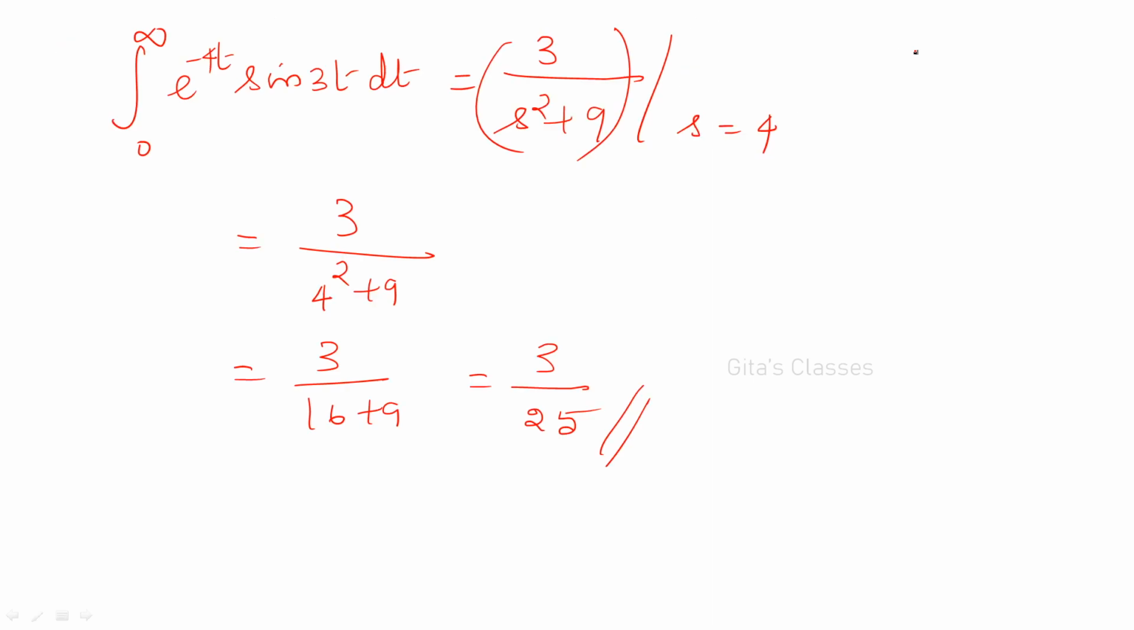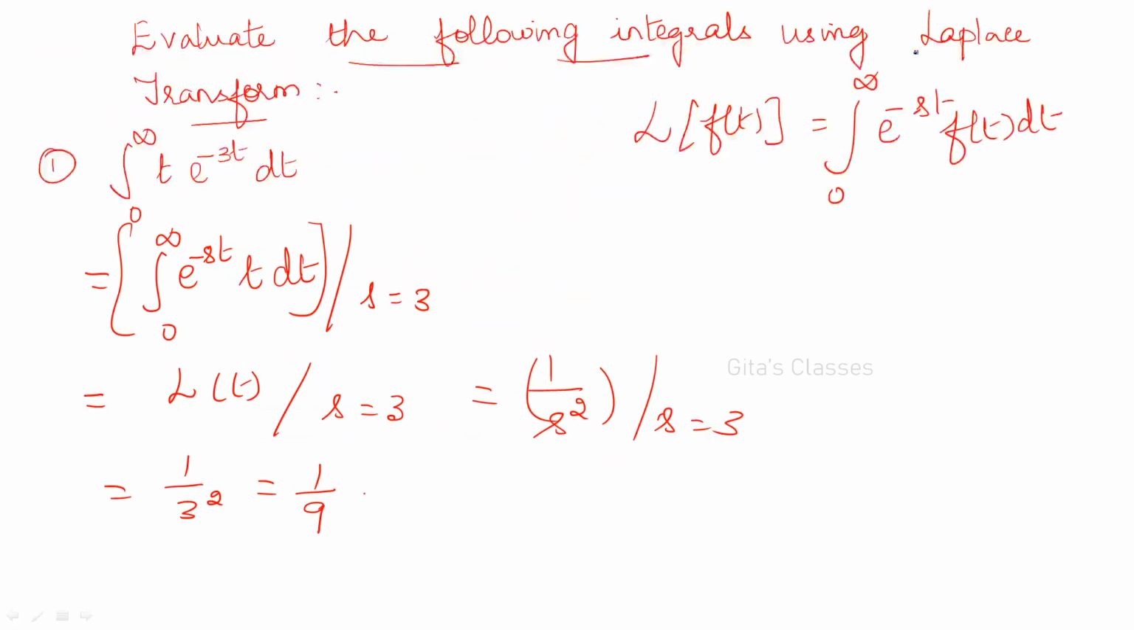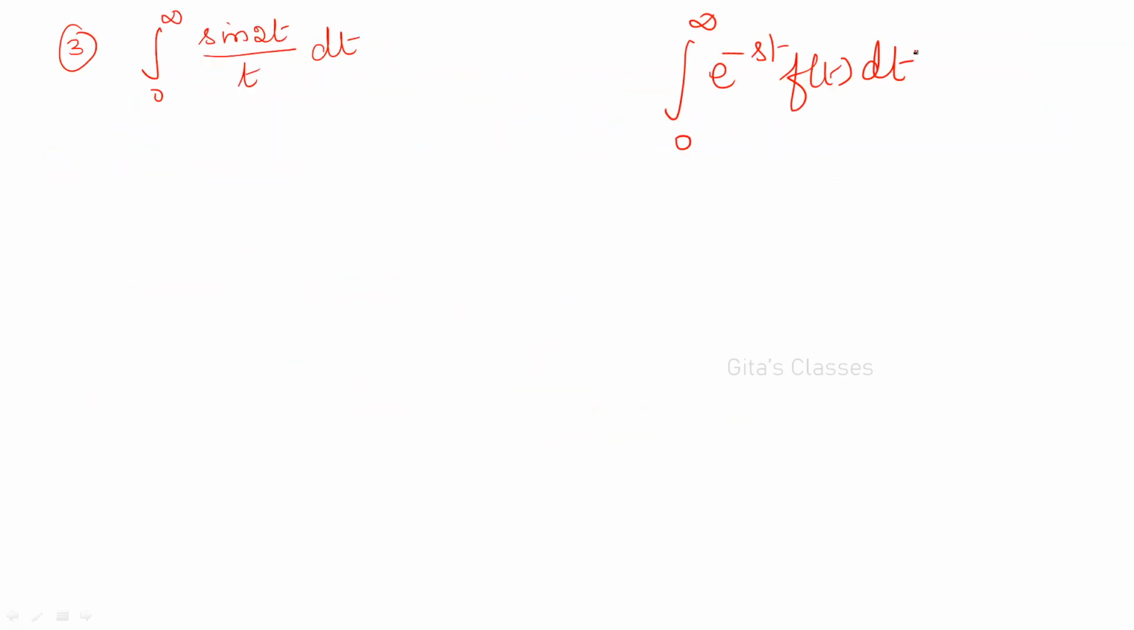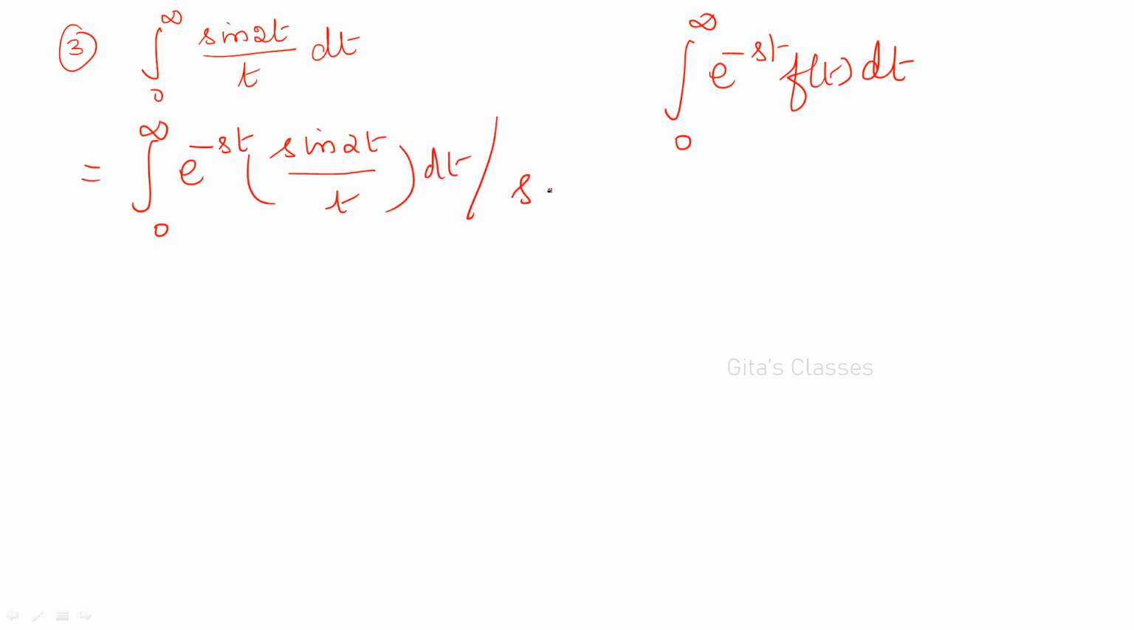So in the previous problems we had e power something, e power minus 4t, and before that e power minus 3t, like that we had. So here we don't have it now, so what to do? Just write it as 0. So this is equal to integral 0 to infinity, can I write it like this? e power minus st into sin 2t by t dt at s is equal to 0.